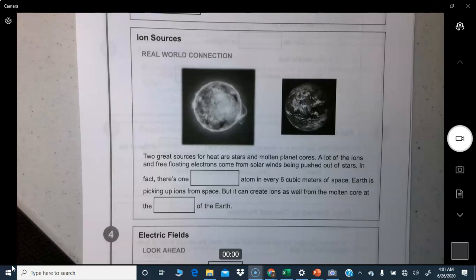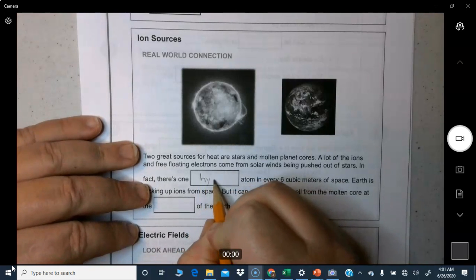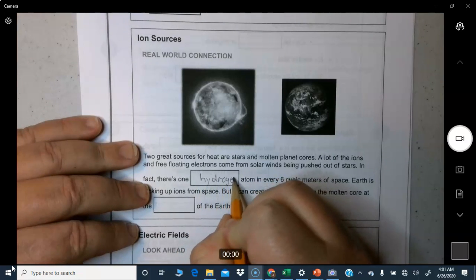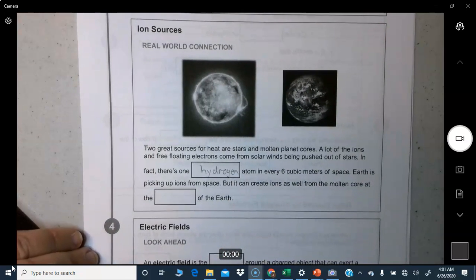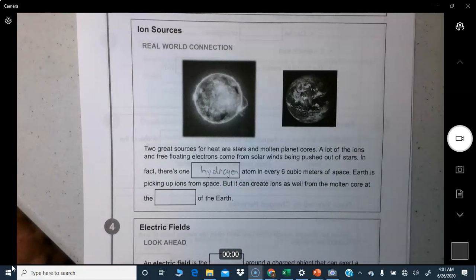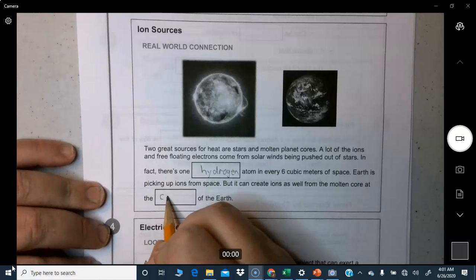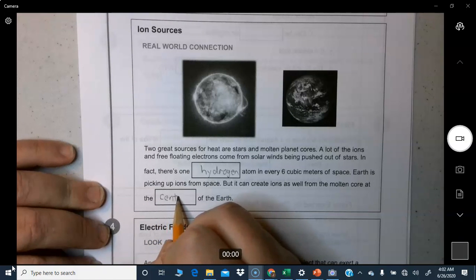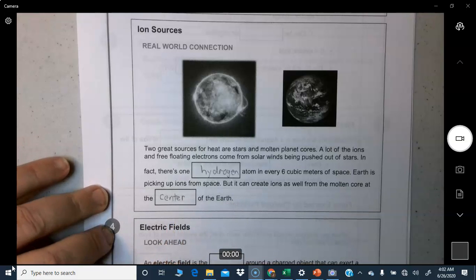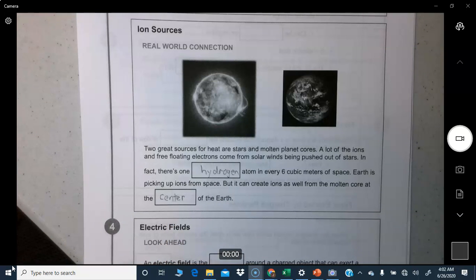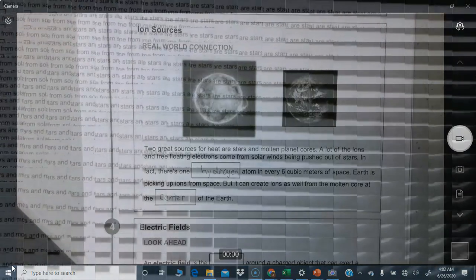In fact, there's one hydrogen atom in every 6 cubic meters of space. Earth is picking up ions from space, but it can create ions as well from the molten core at the center of the Earth. Just a little bit of Earth and space science, not really relevant to electrostatics, but just a couple facts, because that's part of this class as well, is to learn about the Earth and space science. Okay, we'll continue on.